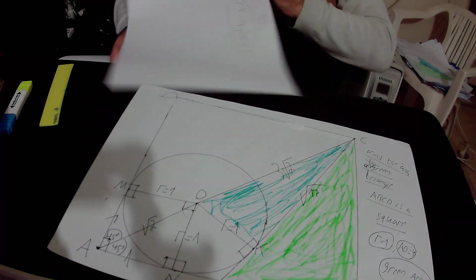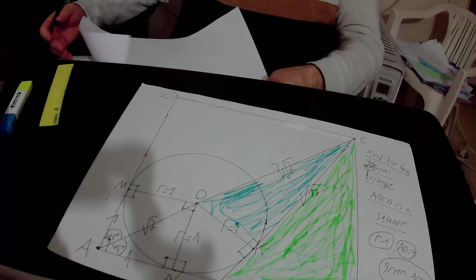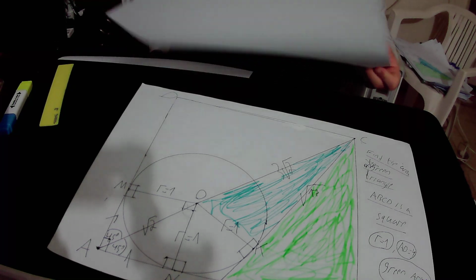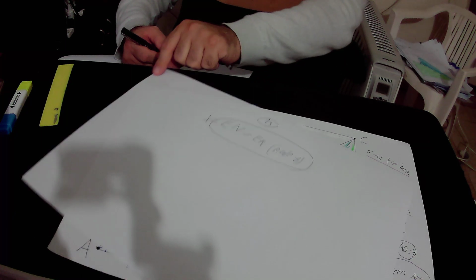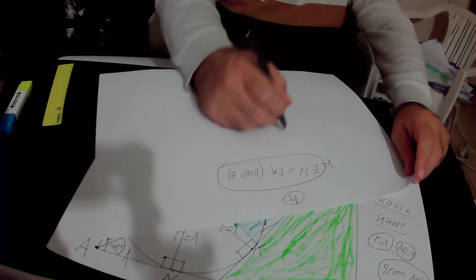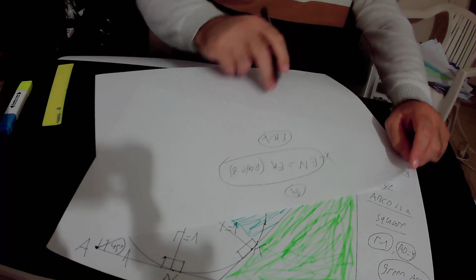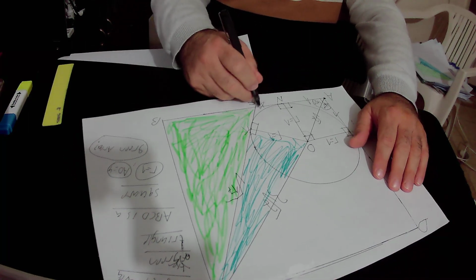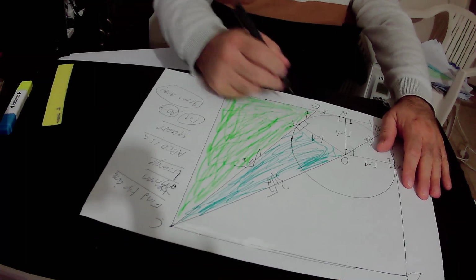And if we define EN as X, if EN equals X, then from this equality we will get that EK also equals X. So here we can write down that EN, or NE, equals X units, and EK also equals X units.